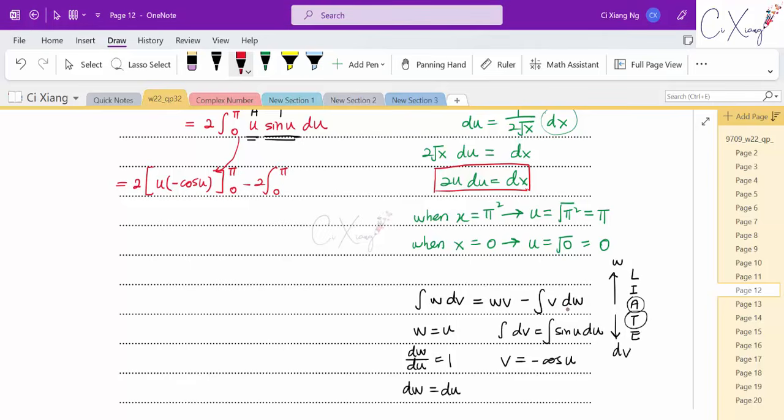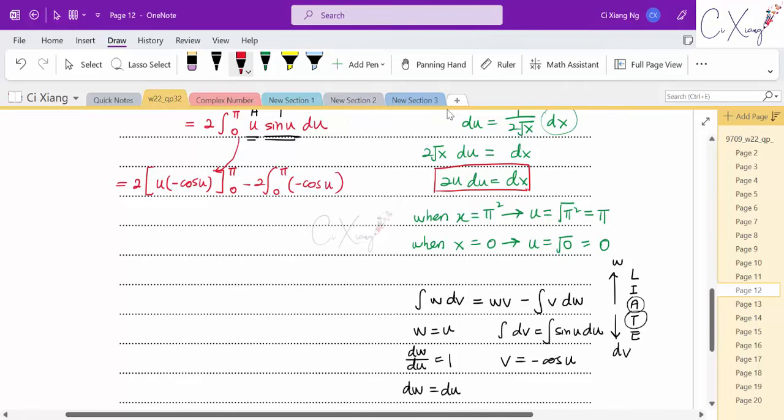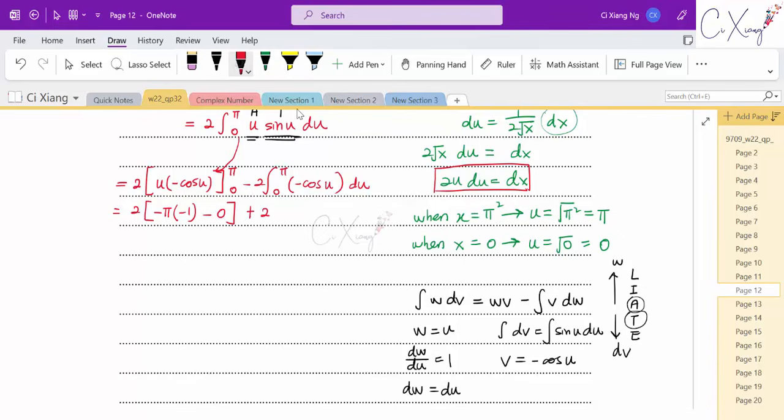Now we are looking for v dw. So v is negative cos u, and dw equals du. Alright, now we substitute in the values. Substitute pi into the first part, I have negative pi times cos pi. Cos pi is negative 1. Then minus, substitute 0 inside, the whole thing is 0. For this part, I take the negative out, it becomes positive 2, and I integrate cos u. Integrate cos u, I get sine u, and then substitute the limits 0 to pi.